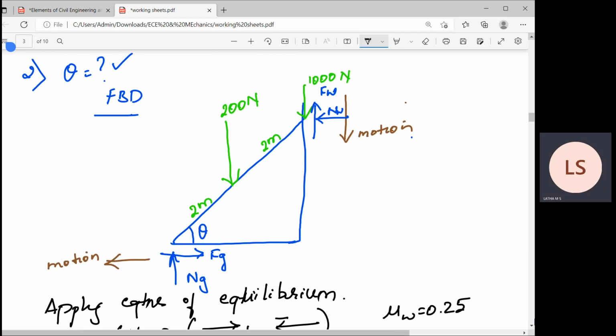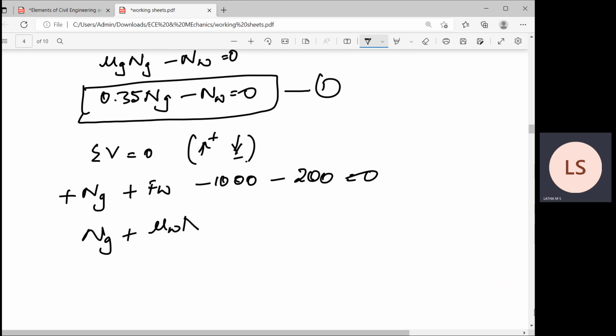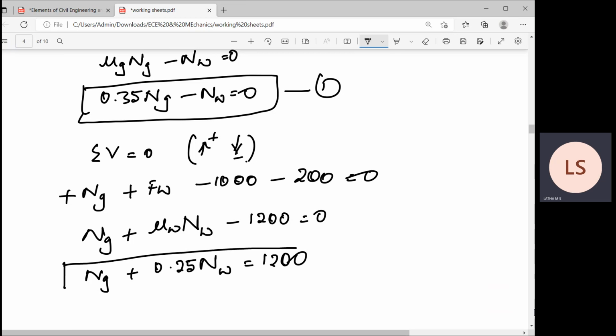Fg plus Fw minus 200 minus 1000, the load, minus 1000 minus 200 equals 0, or Ng plus Uw into Nw minus 1200 is equal to 0. Uw is 0.25, so Ng plus 0.25 Nw is equal to 1200. So I'll block this answer and call it equation 2.